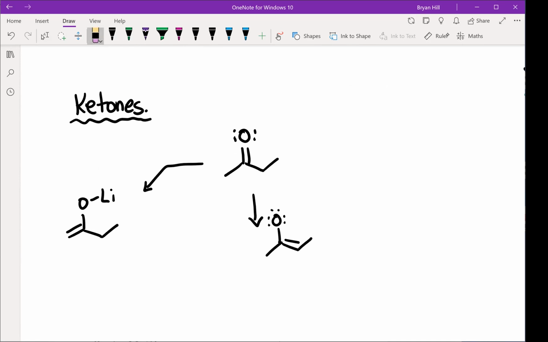Oh, let's erase this. And I'm just drawing the lithium version of it just for the sake of argument here. So this is what makes ketones interesting: I've added a carbon, so we've got an ethyl group on one side and a methyl group on the other side.